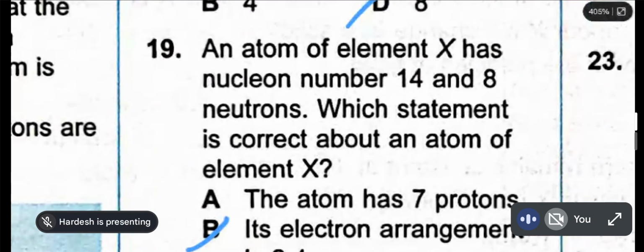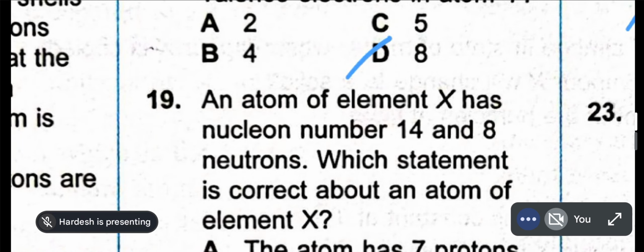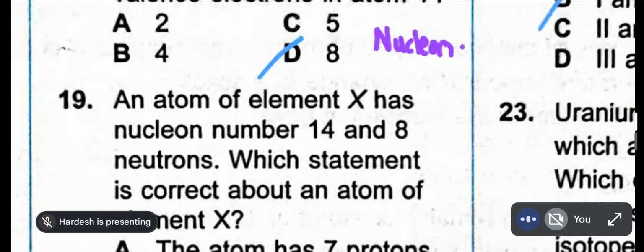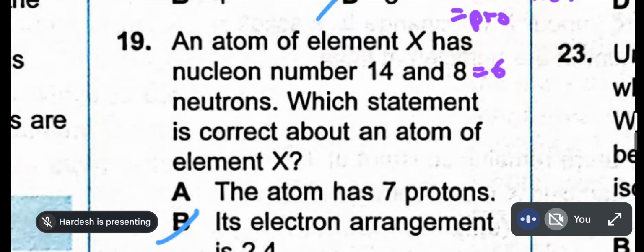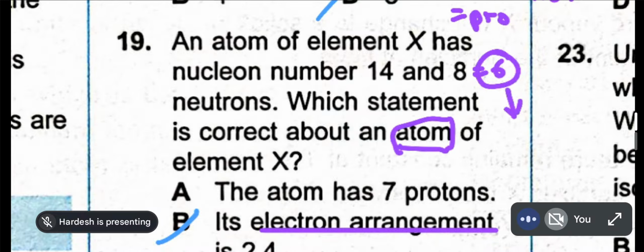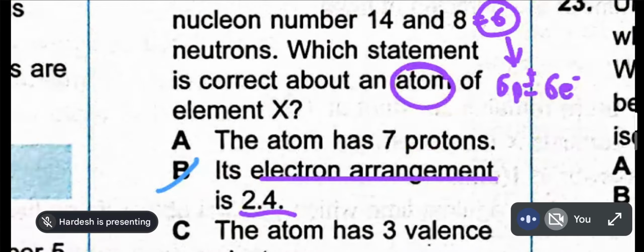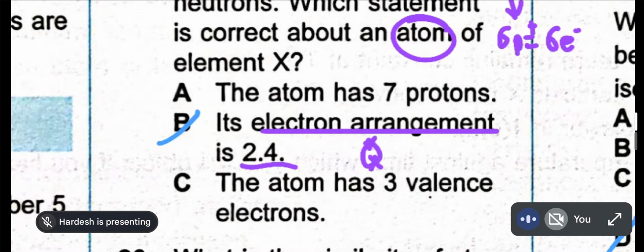Okay, atom of element X, nucleon number 14, 8 neutrons. So nucleon minus neutron, what do you get? You get proton. So 14 minus 8, you get 6. Which statement is correct about an atom of element X? 6 proton, electron arrangement 2, 4. Why? Because 6 proton in a neutral atom. Remember, atoms are neutral, so 6 proton, you will also have 6 electron. So how do you arrange your 6 electrons? First shell is always going to be 2, second shell will be 4. So 2, 4. Understand, Manisha? Understand. Okay, now we go on to 20.